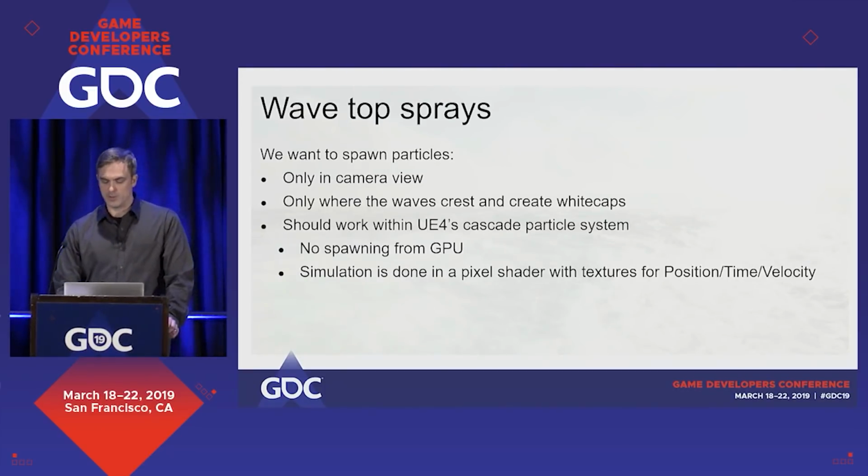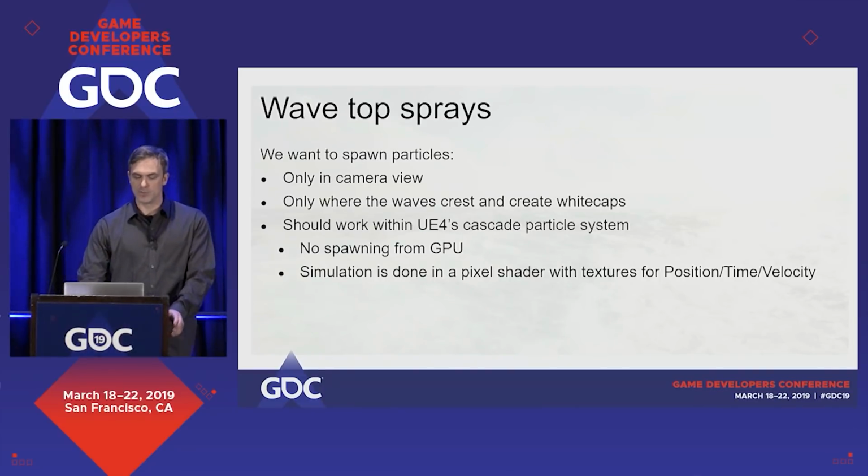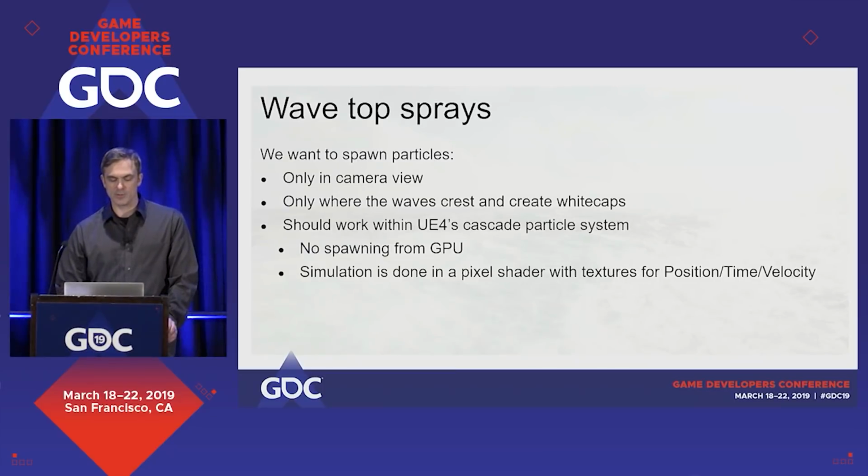Our game is in Unreal Engine, so one of the most important things that we wanted to do was allow the artist to have some control of these particles. So we wanted to work inside of Unreal's Cascade particle system, and we're using the GPU particles there. But unfortunately, we can't spawn from the GPU in that system.